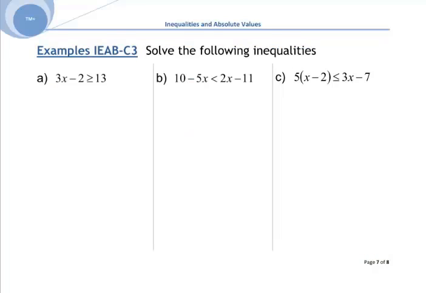The first one is 3x minus 2 is greater than or equal to 13. So to isolate the x, just like we did in equations, we need to get rid of that negative 2. So I'm going to add 2 to both sides. So I have 3x, negative 2 plus 2 is gone. It's greater than or equal to 13 plus 2 is 15.